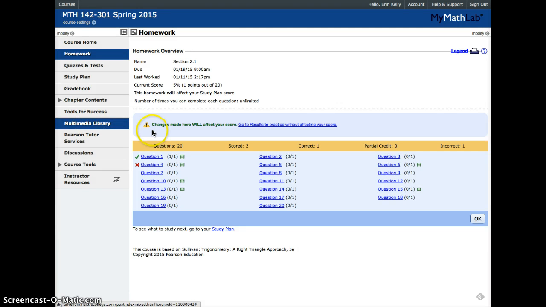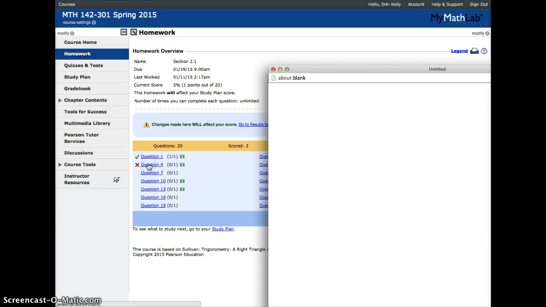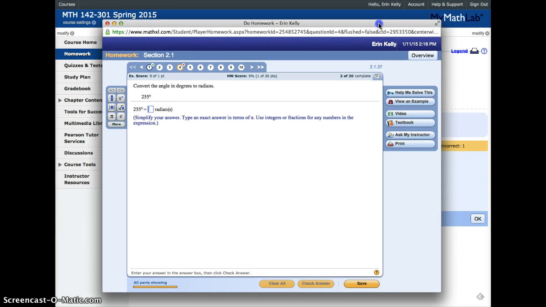Let's take a look at a question. So I missed question number 4, so let's try question 4. This will open in a pop-up window, so if you have pop-up blockers on, you might have to make an adjustment so that it doesn't get blocked. The question is always given at the top of the box: convert the angle in degrees to radians. We want to take 255 degrees and convert it to radians.